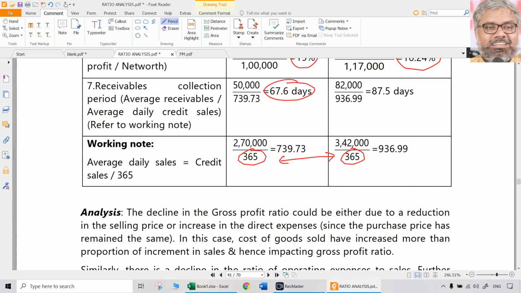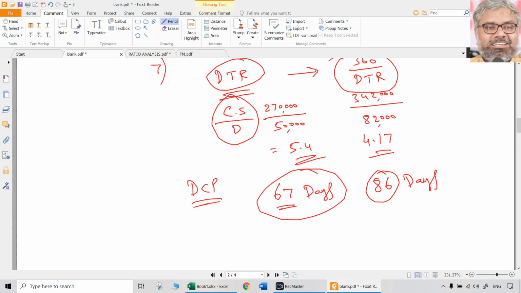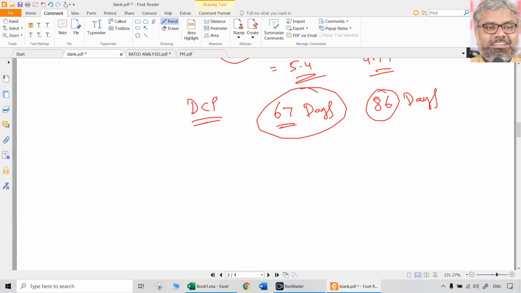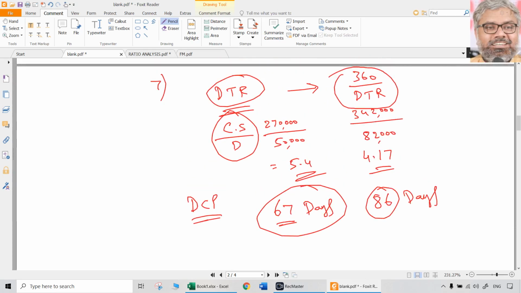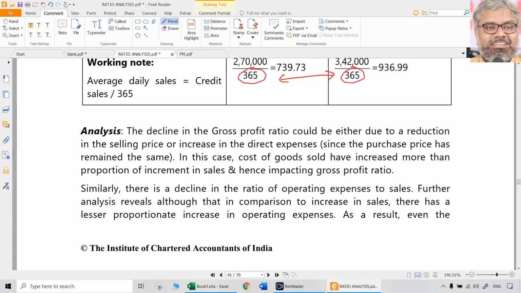This is also okay. However, there is only one thing you have to follow, rather than wasting time every time: should I take 360, 365, 360, 365, tossing a coin? Not required. Don't waste time on these unnecessary things. Take anything, whatever you want. We have taken 360. This is the answer. So the debt collection period is 67 days in 2019 and around 86 days in 2020. That's all. That is about the computation of all these ratios.